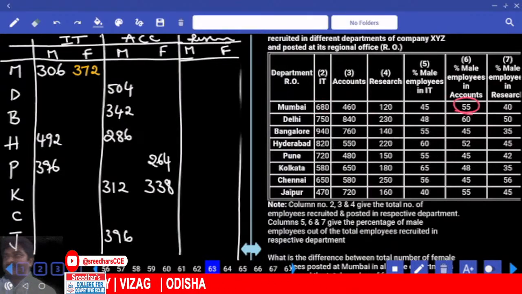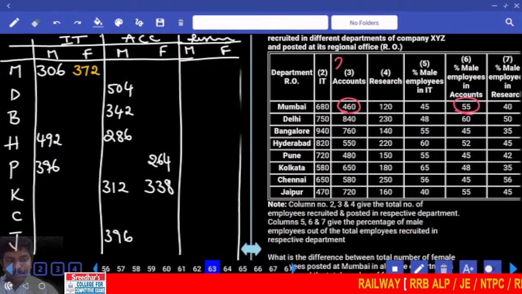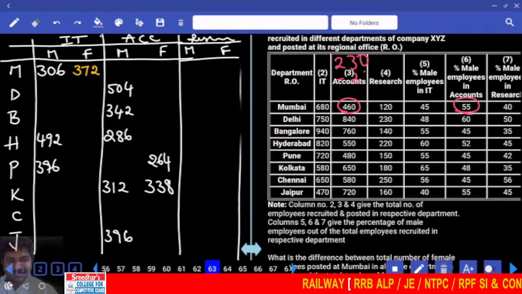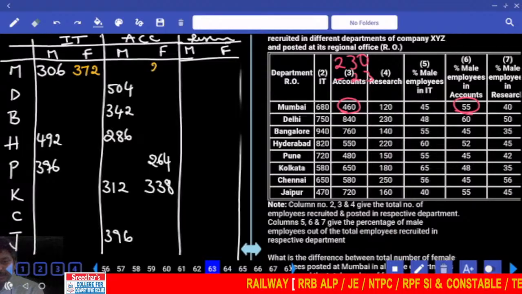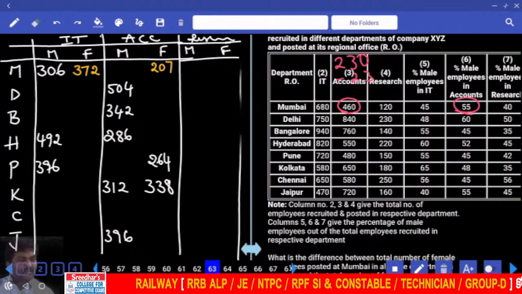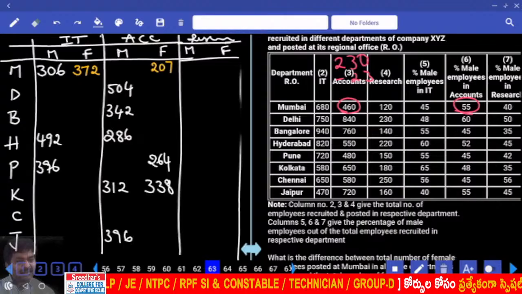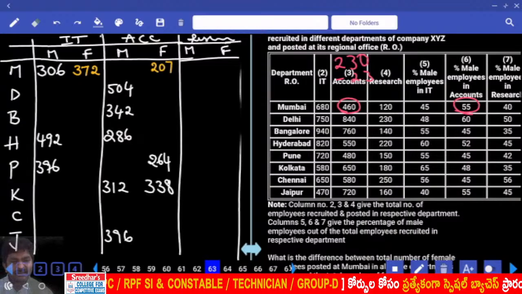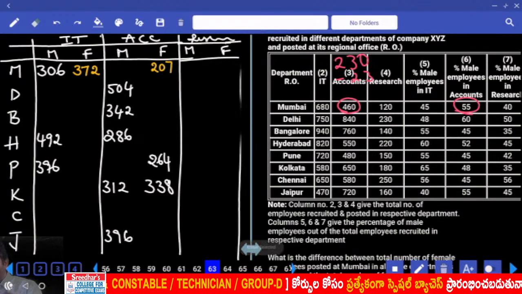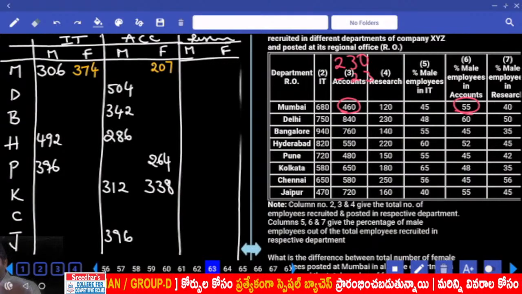Male percentage is 55 in accounts. Then female, 45% of this number. 50% is 230. 5% is 23. 207. This is 370. I'm testing, are you following or not?